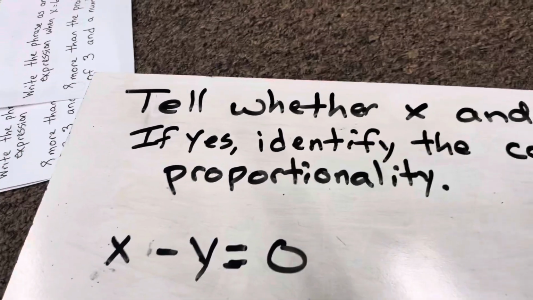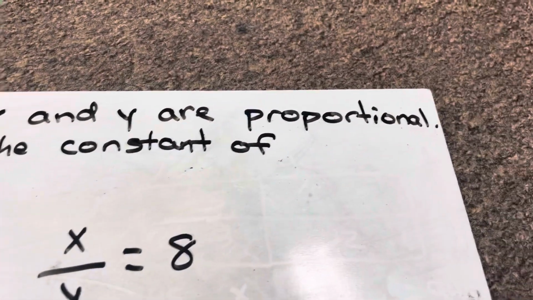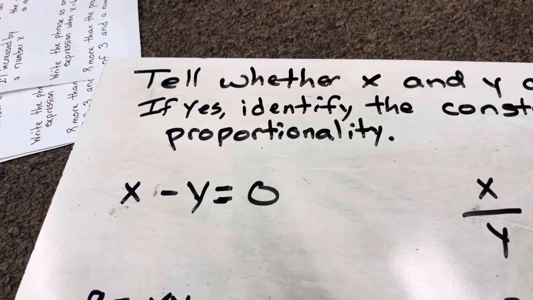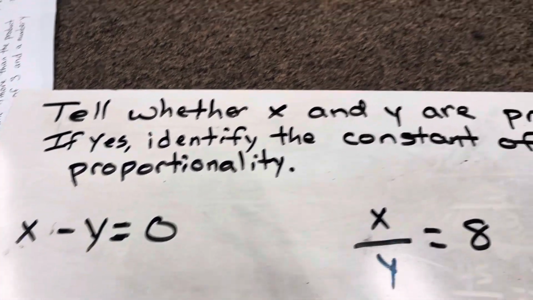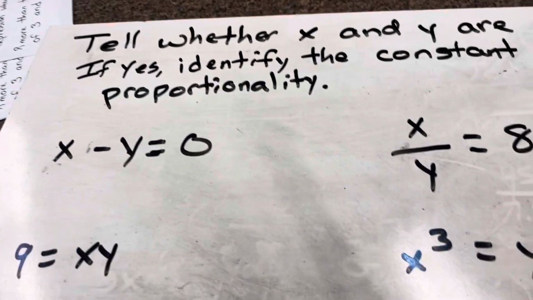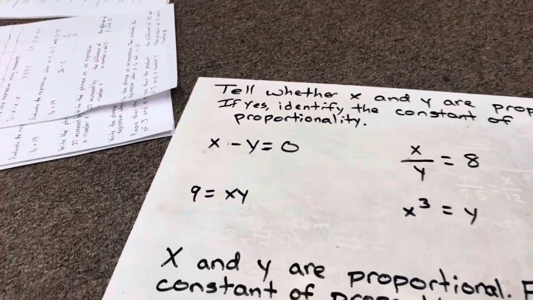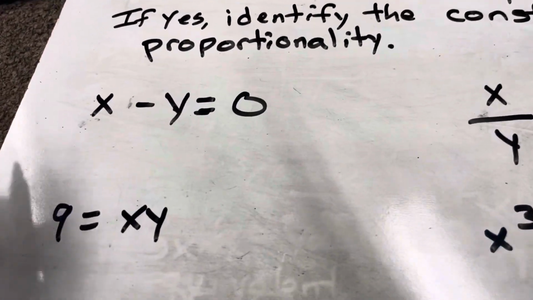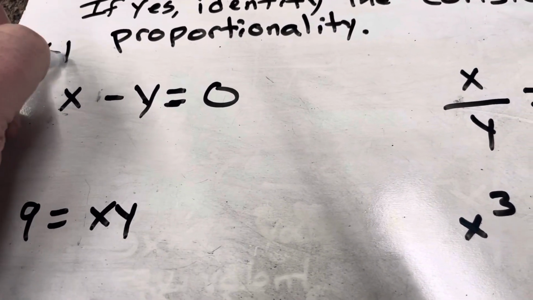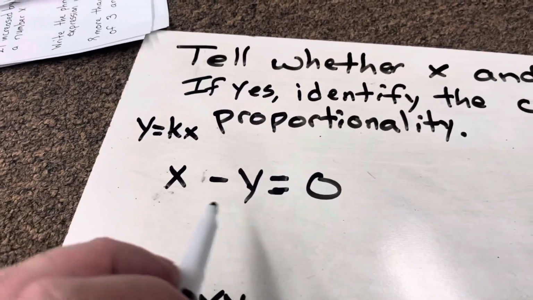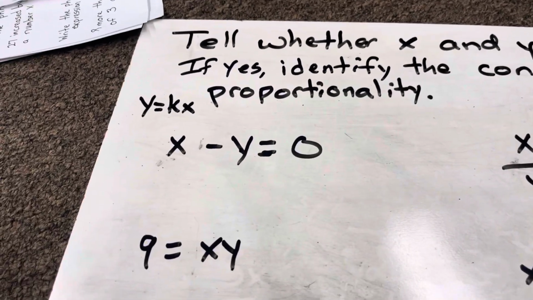This next set of instructions: tell whether x and y are proportional. If yes, identify the constant of proportionality. So first of all, I want to find out if they are proportional. Basically, I want to know, can I rewrite them as y equals kx? Can I take these equations and rewrite them as y equals kx?